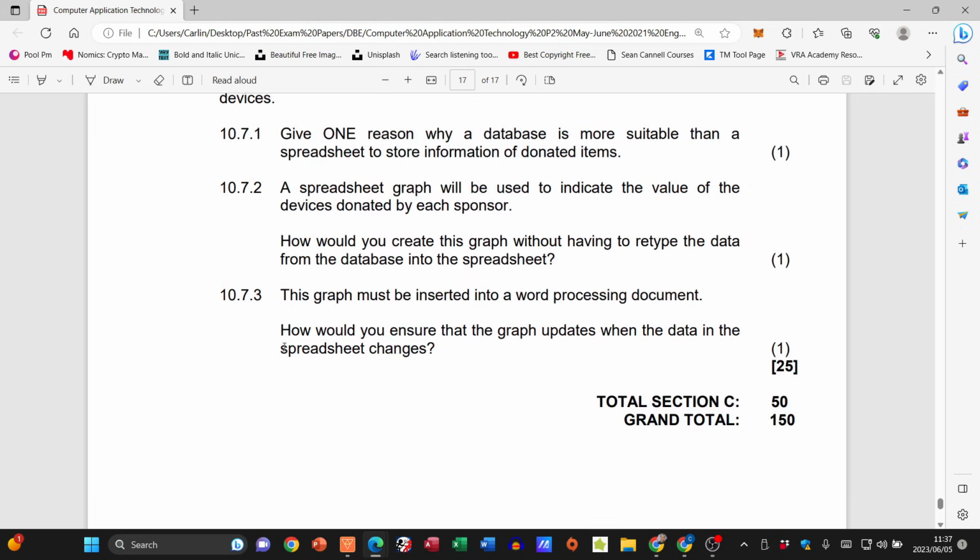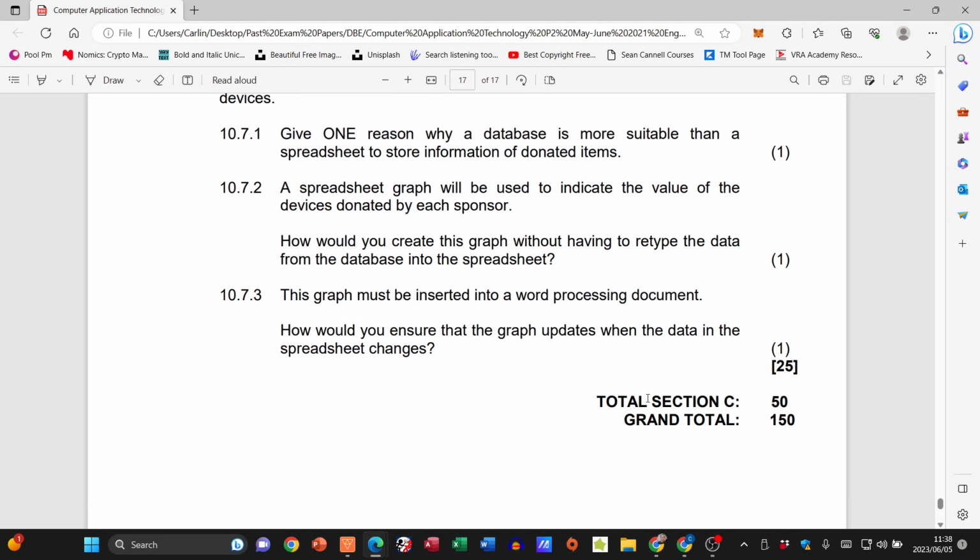And then the last one that finishes off our entire paper, the graph that they're talking about here must be inserted into a word processing document. So it's got to be inserted into Word. How would you ensure that the graph updates when the data in the spreadsheet changes? Remember when I paste a spreadsheet into my Word document, if I insert it, right? If I insert that, I can use the option link to graph. I can select that it updates. And in that way, whatever changes are made on this spreadsheet, it will come through into my Word document as well.